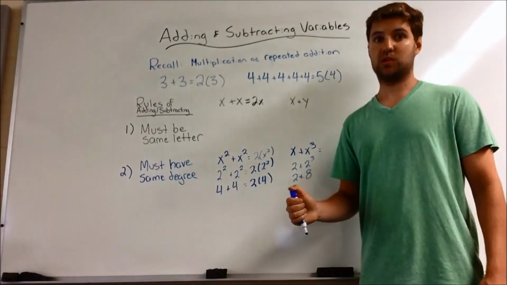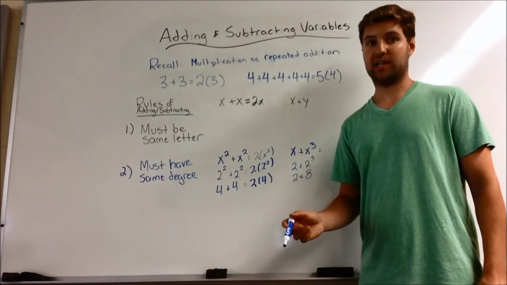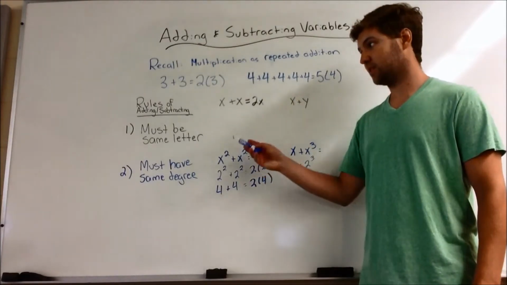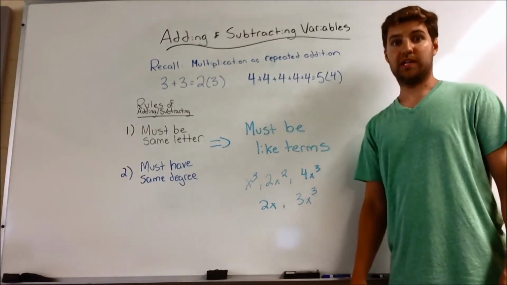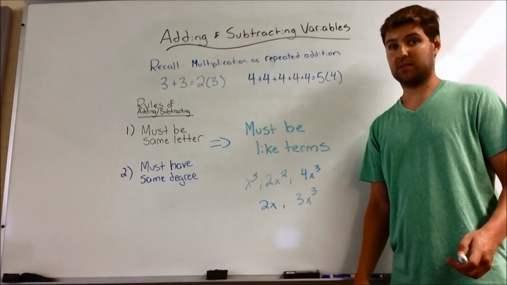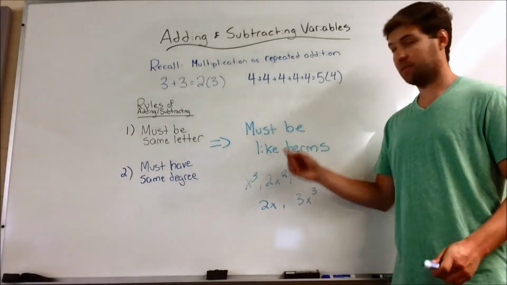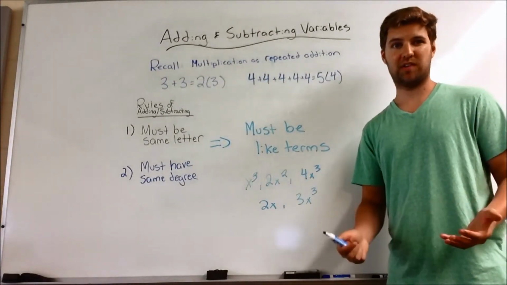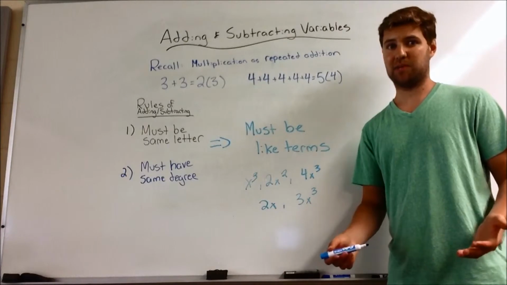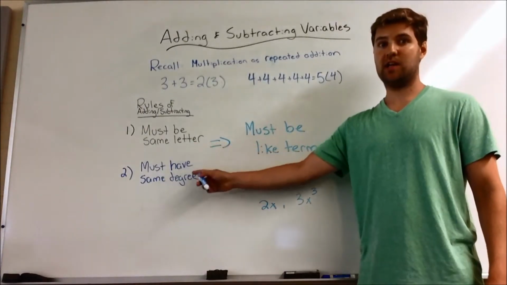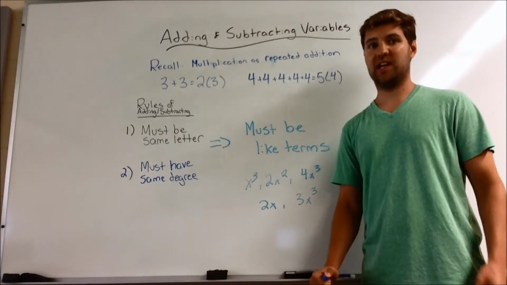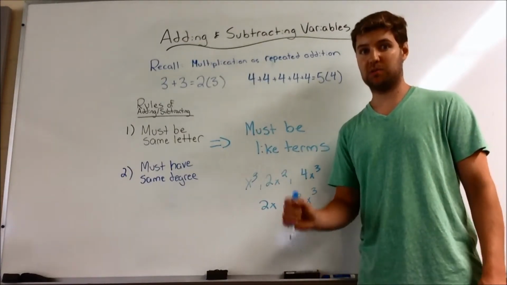Those are our two rules for adding and subtracting variables. They must have the same letter. Not only that, the same exponent on the letter. So here is our rule for adding and subtracting variables. They must be like terms. Remember, each part of an expression is a term separated by a plus or minus. Those must be the same, which means they must have the same letter and the exact same degree. If those two things are satisfied, we call them like terms.